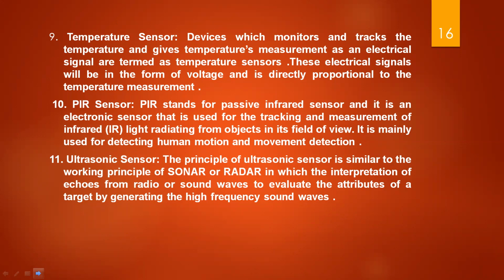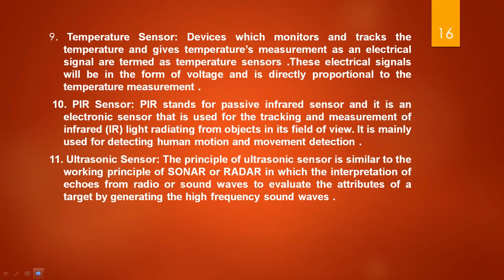The next one is PIR sensor. It stands for passive infrared sensor, and it is an electronic sensor that is used for the tracking and measurement of infrared light radiating from objects in its field of view.